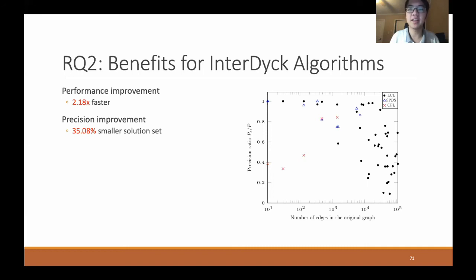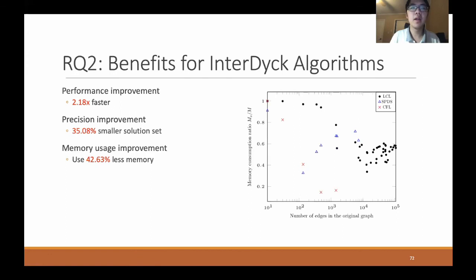The last figure shows the benefit simplification provides to the memory usage of InterDyck algorithms. The y-axis is the memory usage on the simplified graph for InterDyck algorithms divided by that on the original graphs. On average, InterDyck algorithms save about 43% of memory when used on simplified graphs.